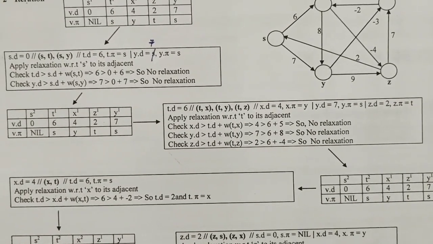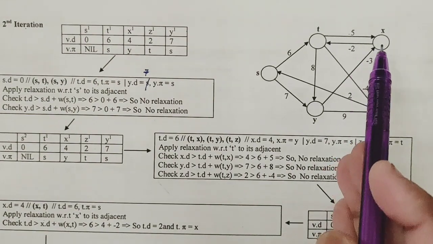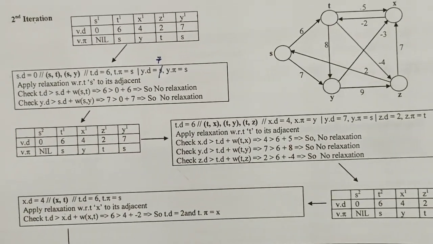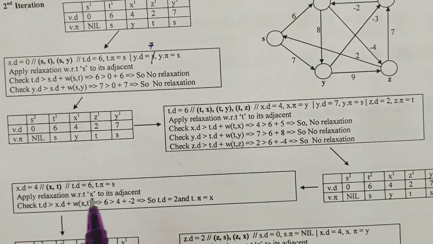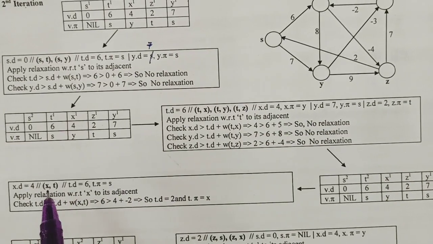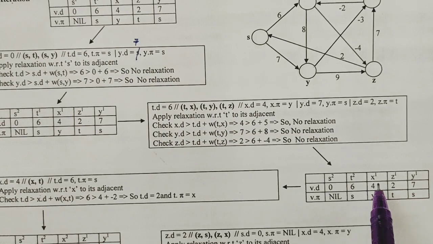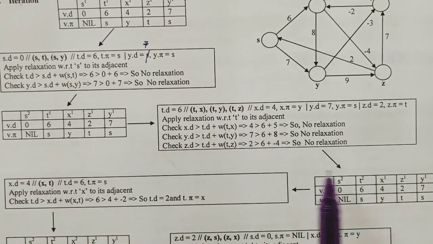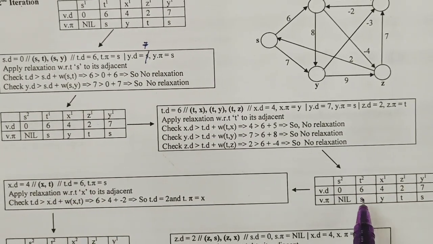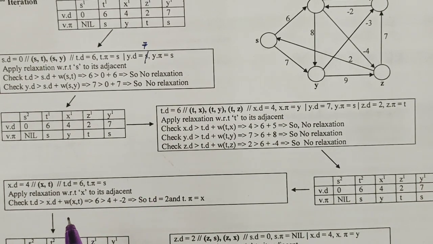Now we'll pick up the next edge, that is x to t. Okay. X to t is the third edge. Third set we are considering x to t. What is x dot d? X dot d is 4. Okay. What is t dot d? T dot d is 6. What is t dot pi? T dot pi is s. Now check whether relaxation is done or not.